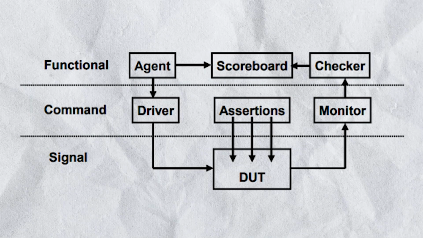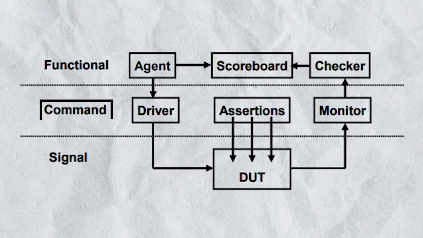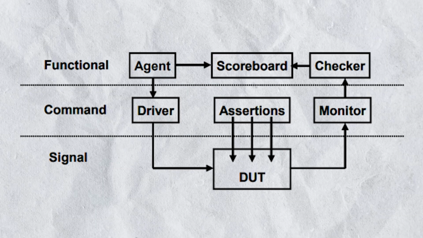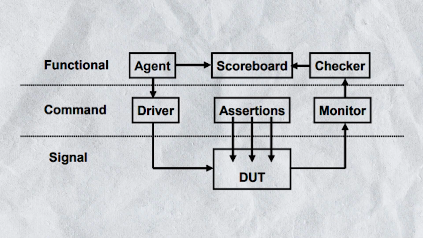At the bottom we have the signal layer that contains the DUT and the signals that connect it to the testbench. The next level up is the command layer. The DUT's inputs are driven by the driver that runs a single command such as a bus read or write. The DUT's output is captured by the monitor. It takes the signal transitions and groups them together as a command. Assertions also cross the command and signal layers, as they look at individual signals but look for changes across an entire command.